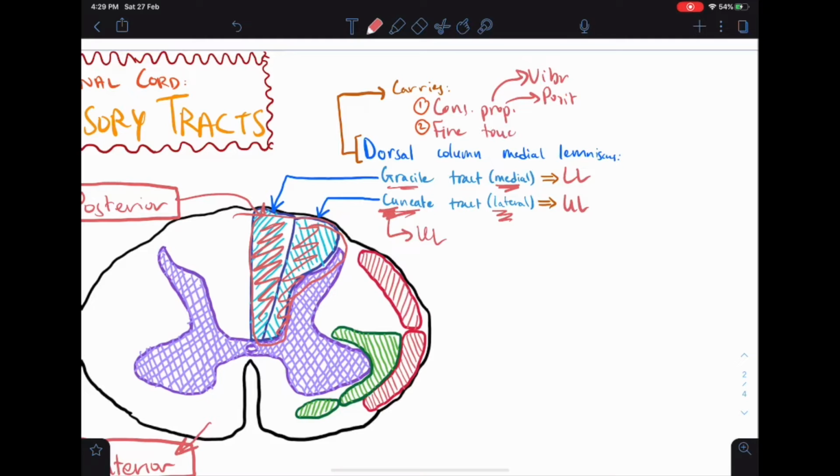Fine touch is also called discriminative touch. So, for example, if someone just puts their hand on your shoulder, that's crude touch. That's not fine touch. Fine touch is something more discriminatory. For example, if you try to touch the tip of a pencil.